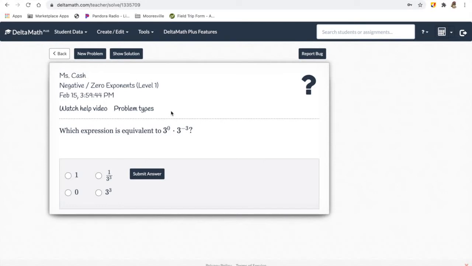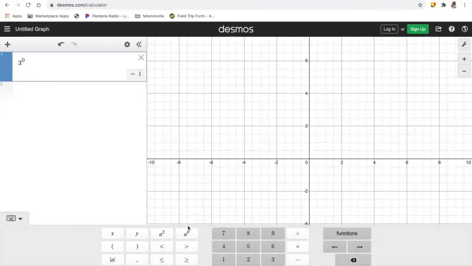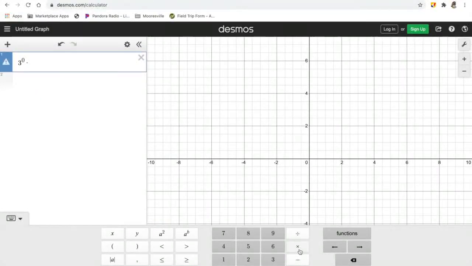And what I'm going to do is I'm going to go into Desmos and I'm going to type in that first expression they gave us, 3 to the 0, and I'm going to do the keyboard here. For my multiplication, I'm going to hit the times button, and then I'm going to do 3 to the negative third. And notice here it gives me a decimal, 0.037037, and it looks like that continues, or it's a repeating decimal.